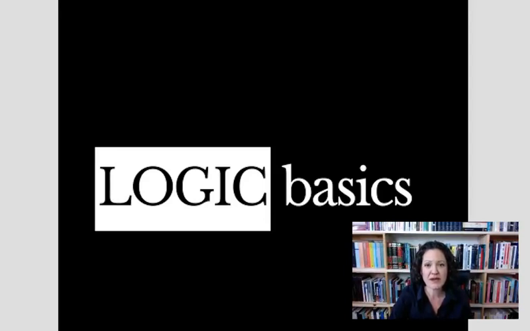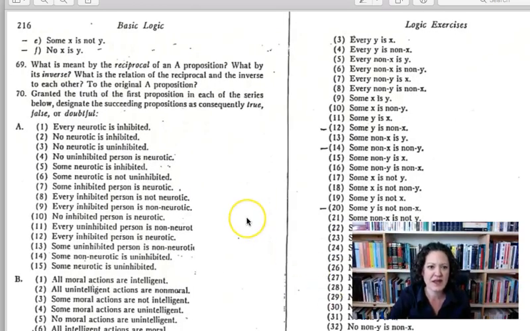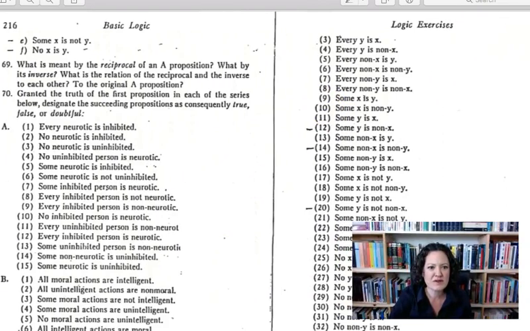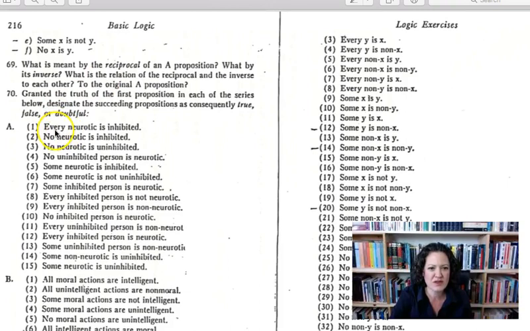We are in the middle of learning how to use the square of opposition. If you recall from last time, we have this handout we're using with a lot of different exercises on it. We are going to start with this A section talking about every neurotic is inhibited. Now, the author, Raymond McCall, asks us to pretend that's true. So we are going to have to sort of ignore the meaning of words, which is not something I usually say, but we need to ignore the meaning of words for this exercise to see how it fits on the square and to figure out whether it's true, false, or doubtful, given the truth of the first statement.